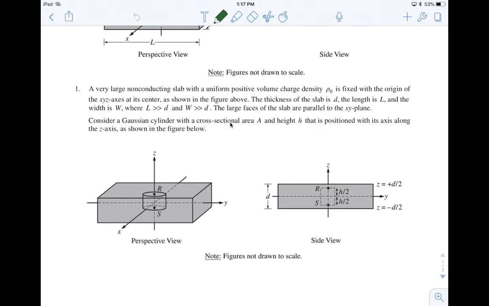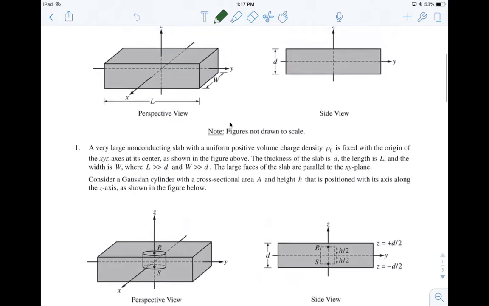Okay, so this is a very large non-conducting slab, uniform density, rho naught, fixed to the origin of the XYZ axis at its center. The thickness of the slab is D, length is L, the width is W. L is much, much greater than D, and W is much, much greater than D, which basically means that you can think of it like an infinite plane.